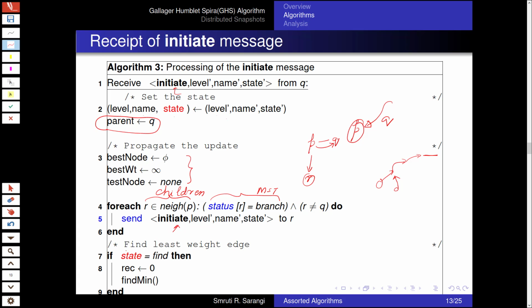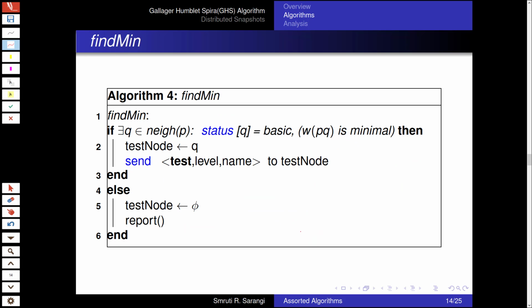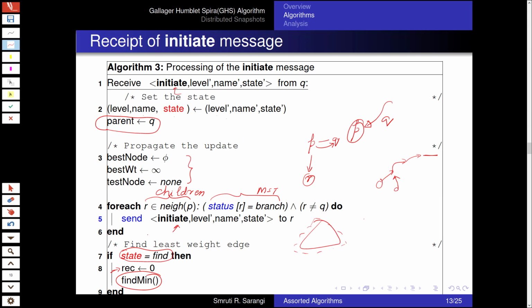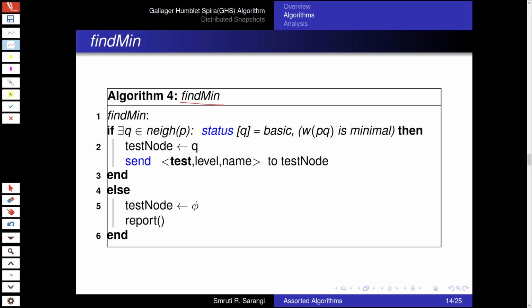Now what we do is, we see what the state is. If the state is equal to find, then it means that I am supposed to play my job as a good member of a fragment by finding the least weight outgoing edge. So I set the rec variable to 0, again an internal state variable, and I call the function findMin such that all members of the new fragment can find the least weight outgoing edge. No problem, findMin is not hard at all. FindMin, by the way, is not a message as you can see. It is an internal function that is being called over here.